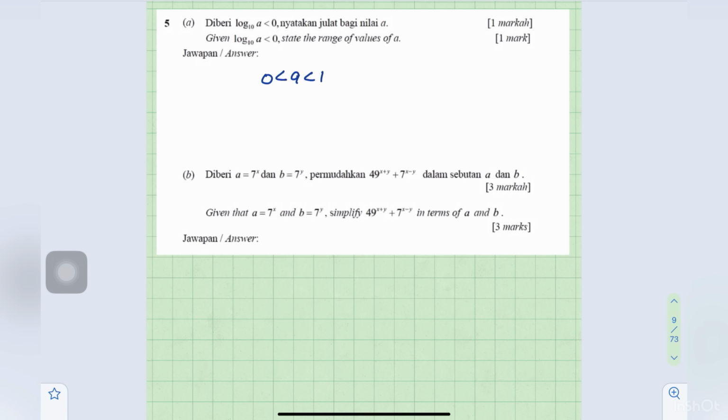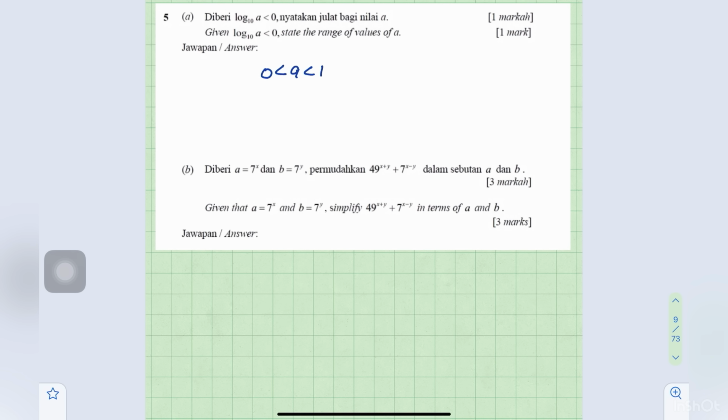Kalau tak faham yang ni, kita kena cuba-cuba masukkan nilai daripada calculator. Okay, B, given that A equals 7 power of X and B equals 7 power of Y, simplify 49 power of X plus Y plus 7 power of X minus Y in terms of A and B.